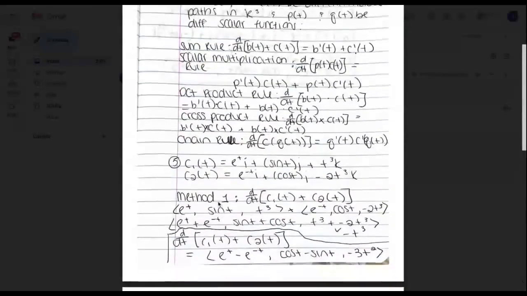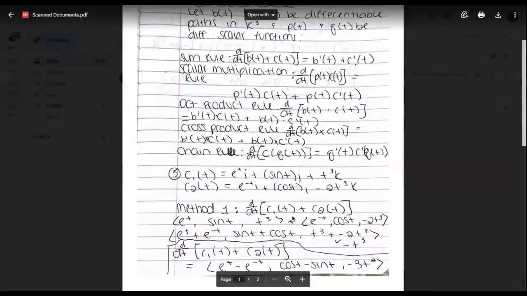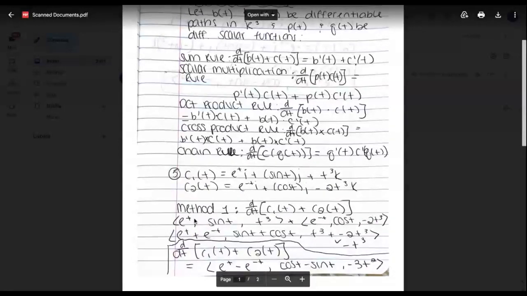The sum rule says the derivative of the sum is the sum of the derivatives. So in method 1, I first added them and then took the derivative, and in method 2, I took the derivative of each and then added them. Starting with adding them, the two vectors were e to the t sine t, t cubed, plus e to the negative t cosine t, negative 2t cubed.